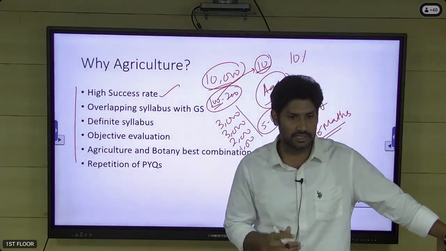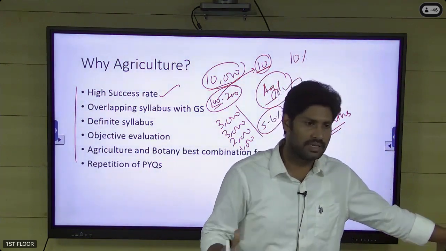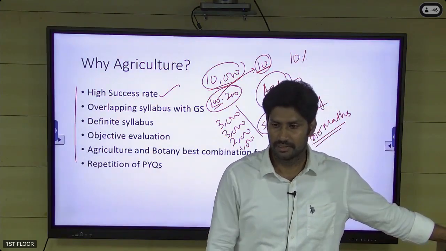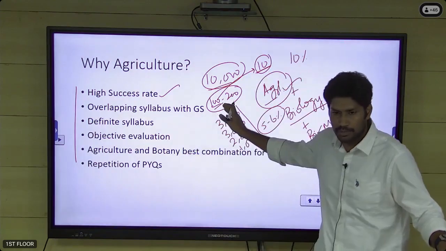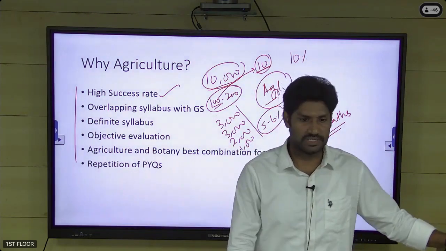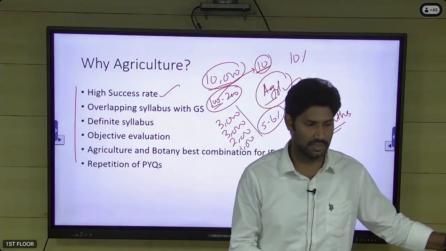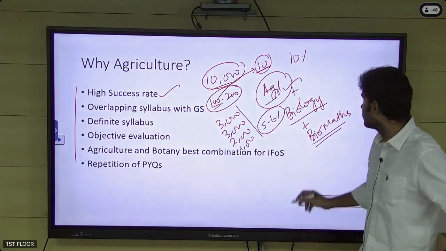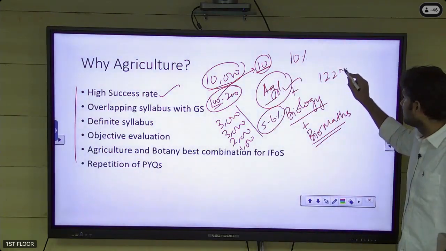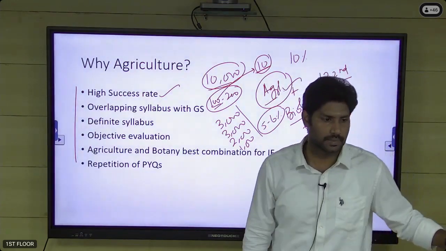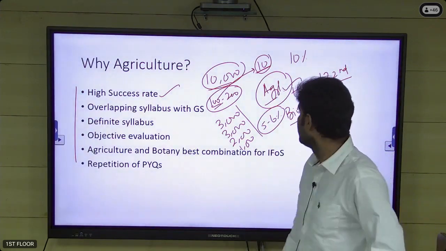Recently it has become popular, so in the coming years, we can expect a higher percentage from agriculture. More students can appear for the agriculture optional, and we can expect a top rank in our UPSC. And in last year's 2023 result, our student cleared with a top rank, 122nd rank, Sunil Vinay Patil. He got an IAS.